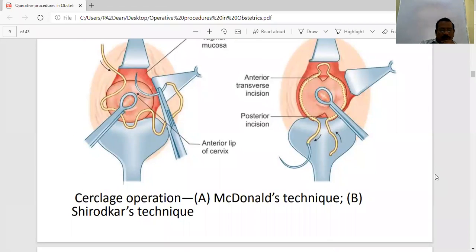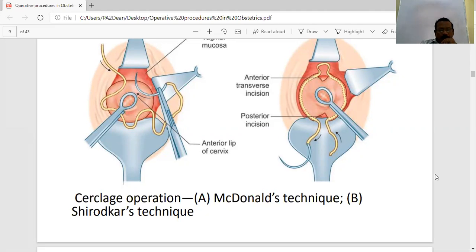The first one is the McDonald stitch, where we put an encircler around the cervix, taking a few bites in the cervical mucosa, and we'll be knotting it in the anterior surface of the cervix, the anterior lip of the cervix.